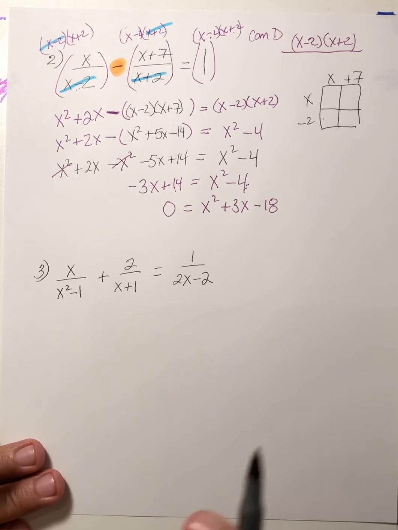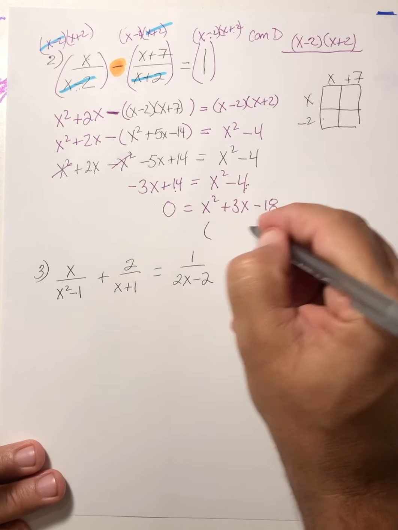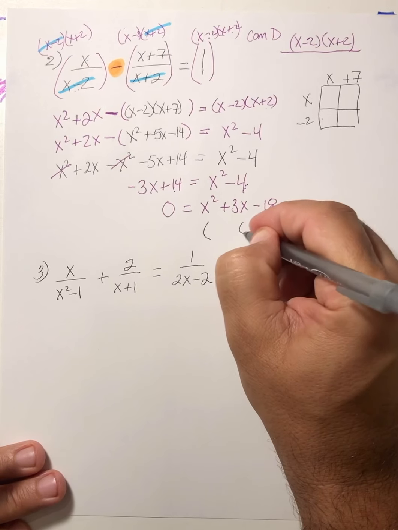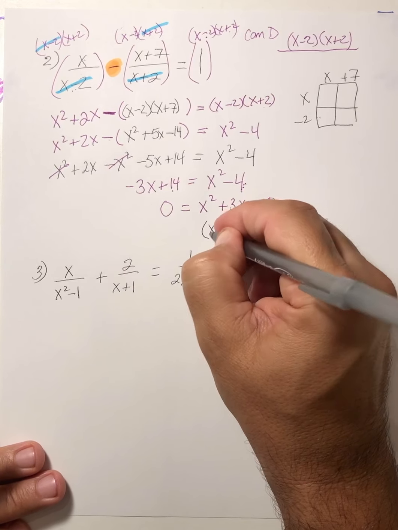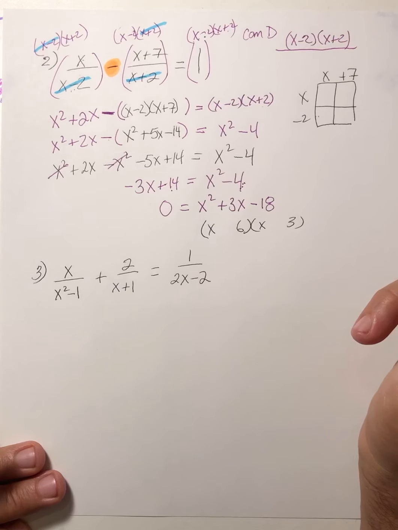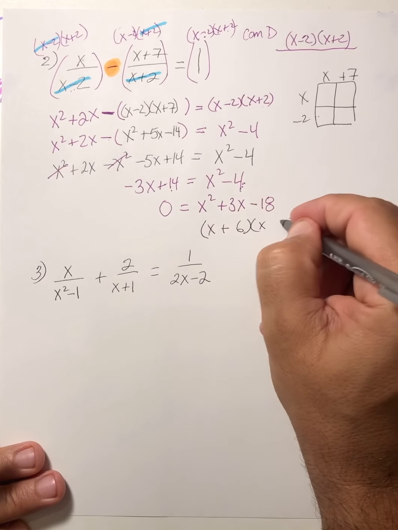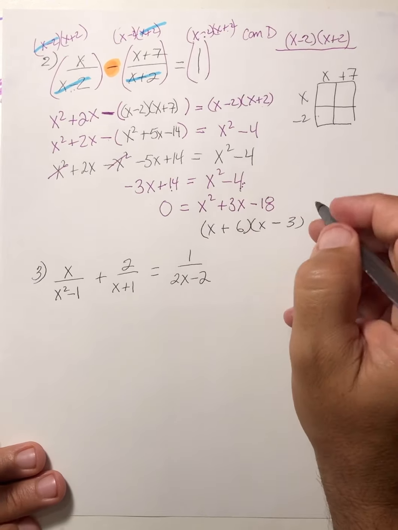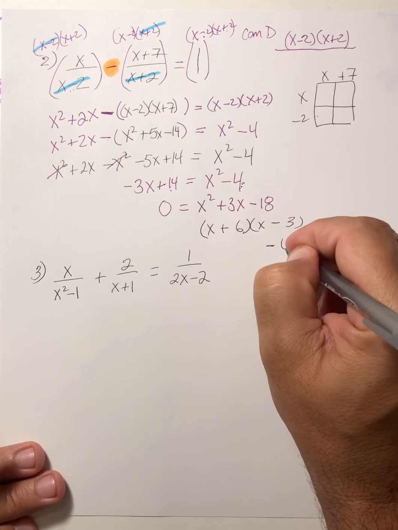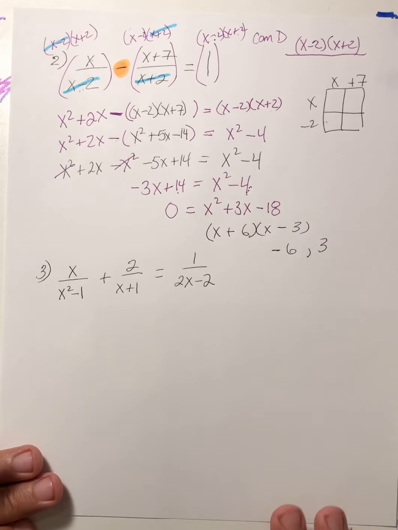Let's just sit there first. All right, now I'm ready to factor. That's right, 6 and 3. So you have x and x. That's right, 6 is the plus, 3 is the minus. So we have our possible solutions of a negative 6 and a positive 3.